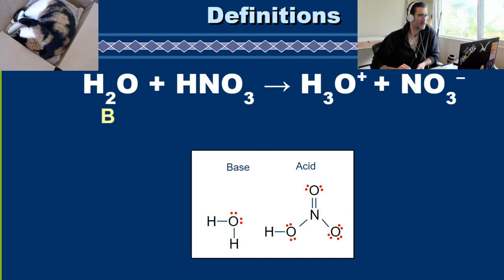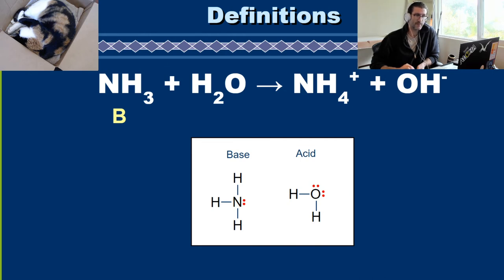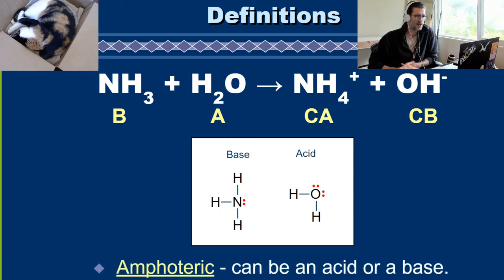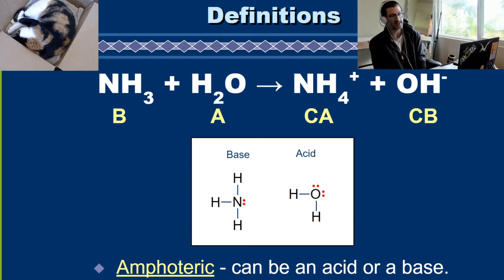All right. And here we have water acting as a base, HNO3 acting as an acid. We have the conjugate acid, and we have the conjugate base. Here we have the base, and water is the acid. Then we have the conjugate acid, and OH minus is the conjugate base of water. So water can form both a conjugate base and a conjugate acid. Water can behave both as an acid and a base, so we have this special term for it. We say that it's amphoteric.